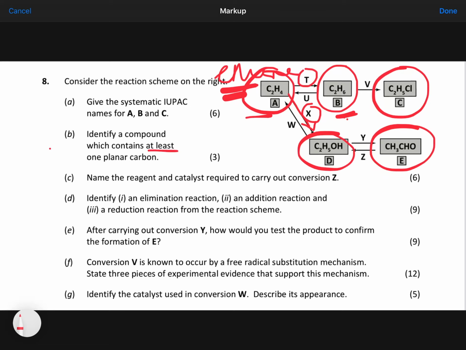Identify a compound which contains at least one planar. Well, A contains 2, so you can say A or E. We had that before. Name. So you had to have writing out hydrogen and writing out nickel. The symbols won't do. Identify elimination. Remember that the only elimination reaction on your course is an alcohol to an alkene. So W there is your elimination reaction, okay?